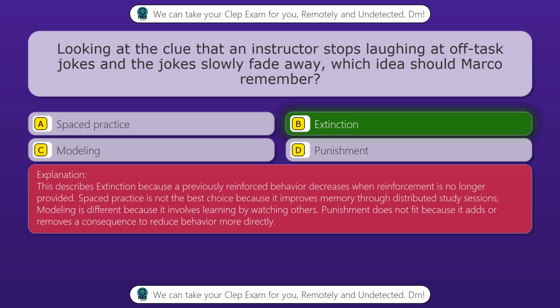This describes extinction because a previously reinforced behavior decreases when reinforcement is no longer provided. Spaced practice is not the best choice because it improves memory through distributed study sessions. Modeling is different because it involves learning by watching others. Punishment does not fit because it adds or removes a consequence to reduce behavior more directly.